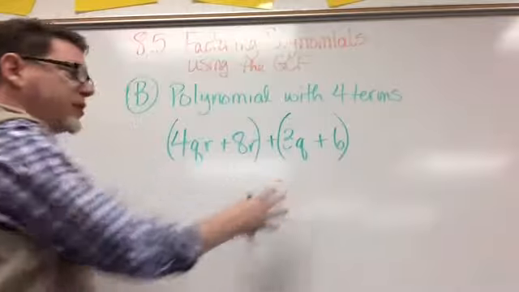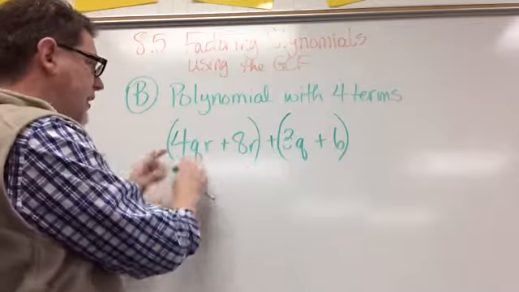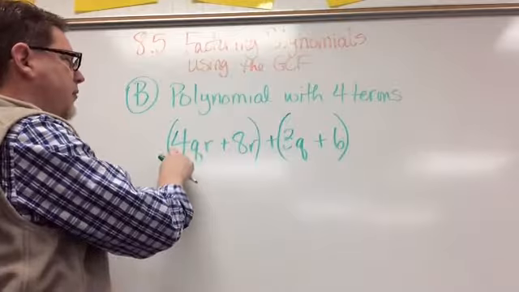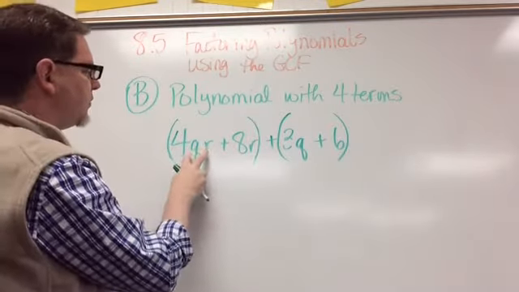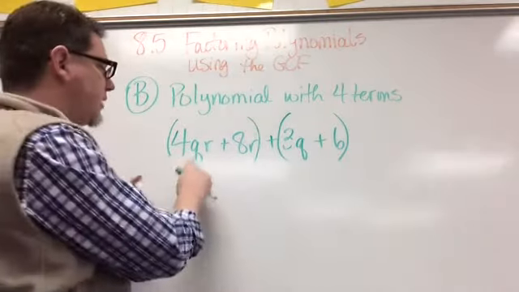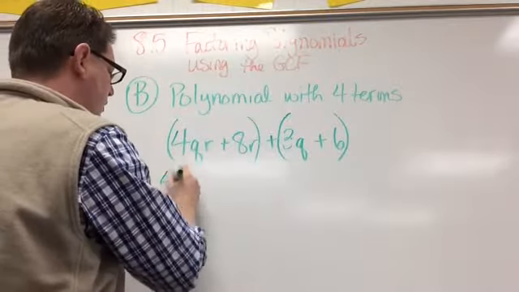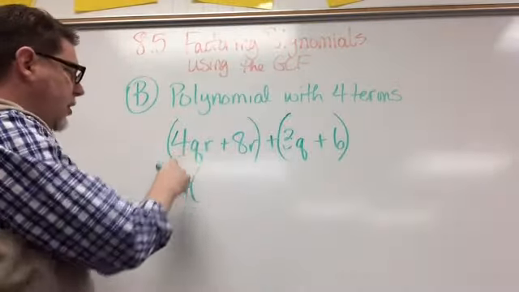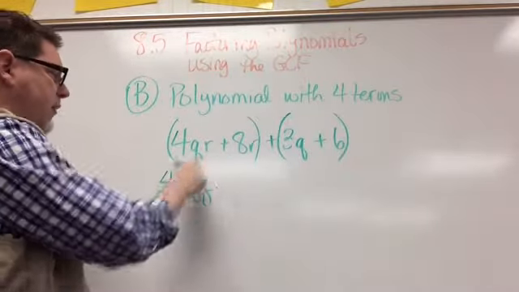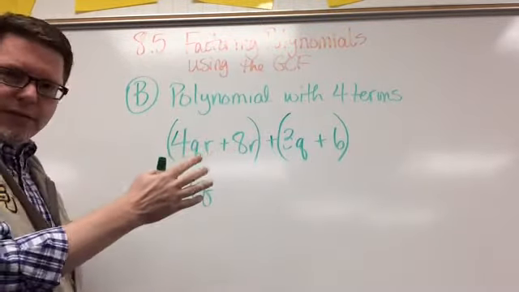So now I have two binomials, and I go back to what we did in section A. I find the greatest common factor of the first binomial, and that would be 4r, because the greatest common factor of 4 and 8 is 4. The greatest common factor of qr and r is just r, because that's the variable that's in both terms, and it's the lowest exponent. So we have 4r. So 4qr divided by 4r is just q. 4 divided by 4 is 1, r divided by r is 1, and then we have a q left over.